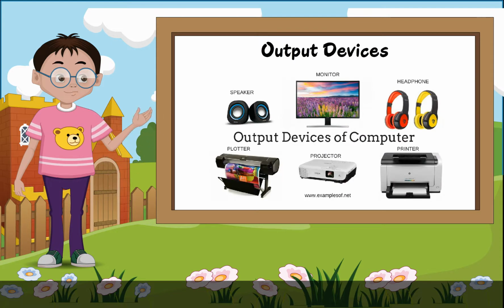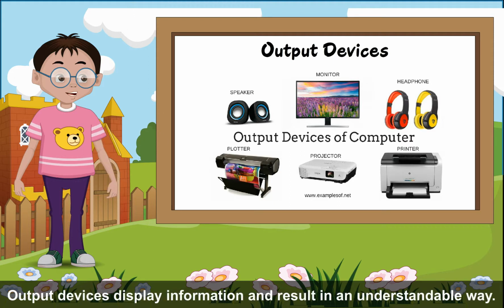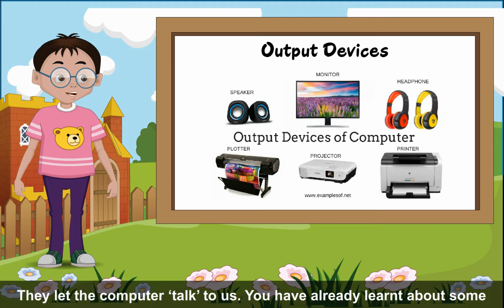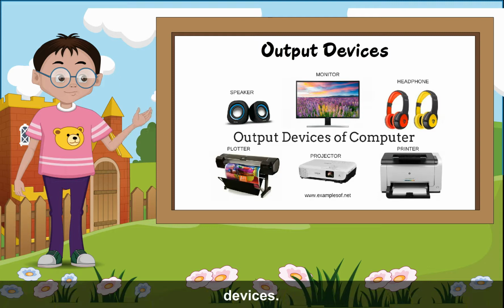Output devices. Output is the result of the processing performed by the computer. Output devices display the information and result in an understandable way. They let the computer talk to us. You have already learnt about some output devices in earlier classes. Let us learn about some more output devices.